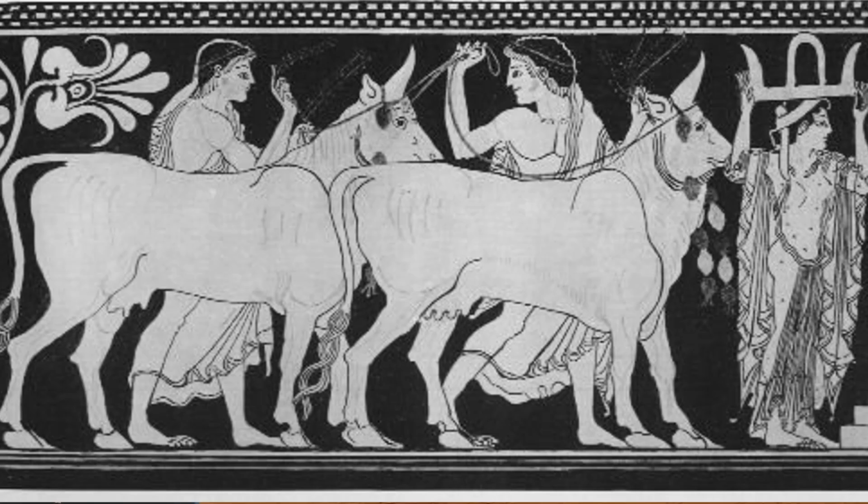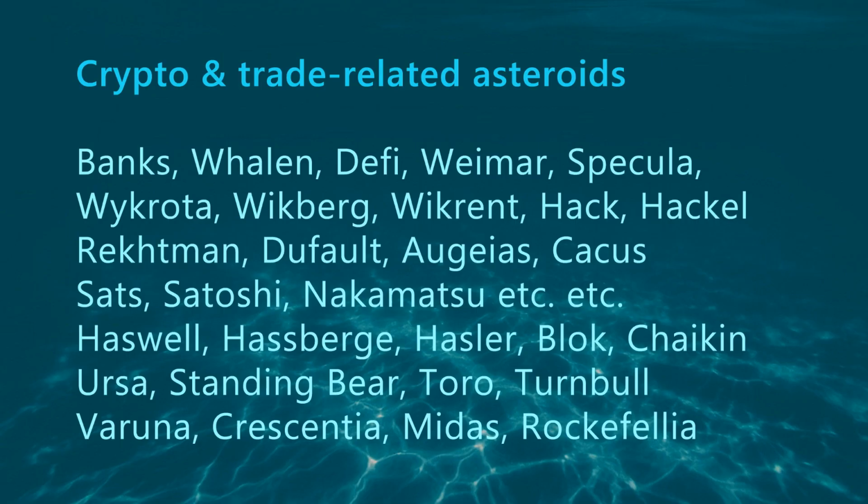Augeias is a character from Greek mythology who is related to shit, and Kakas is also related to shit, and these two asteroids can be used to track shitcoins, believe it or not. It really works very well.